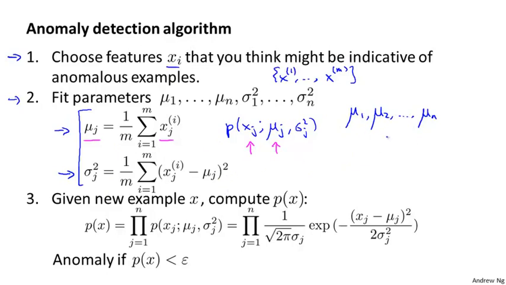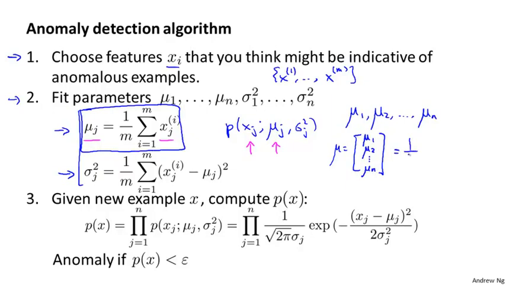It's also possible to come up with vectorized versions of these. If you think of mu as a vector, mu1, mu2, down to mu_n, then a vectorized version of that set of parameters can be written like so: sum from i equals 1 through m of xi. This formula, where these xi are the feature vectors, estimates mu for all the values of n simultaneously. And it's also possible to come up with a vectorized formula for estimating sigma squared j.